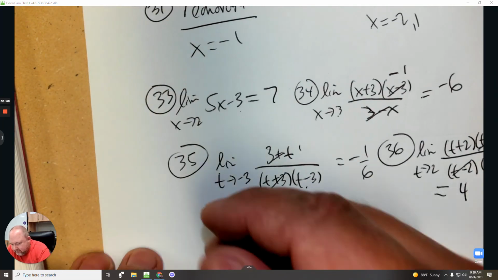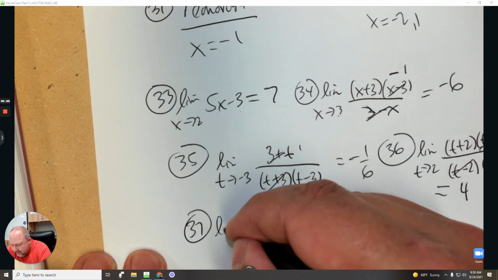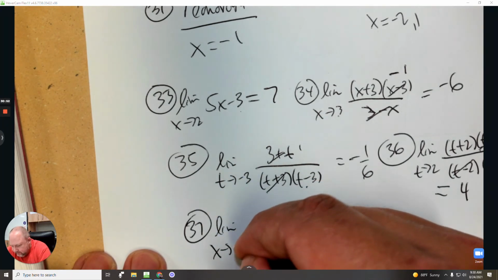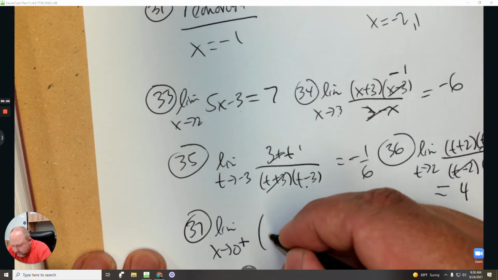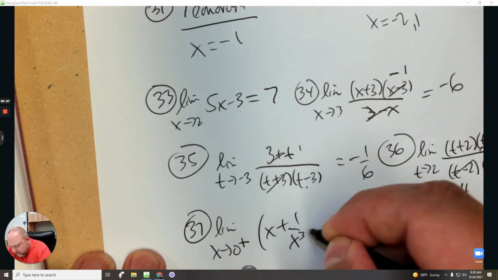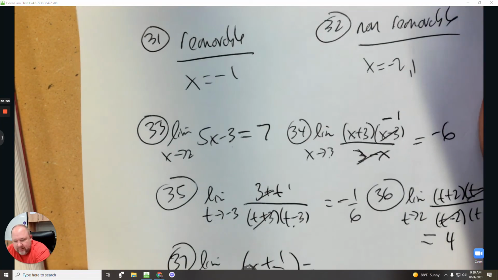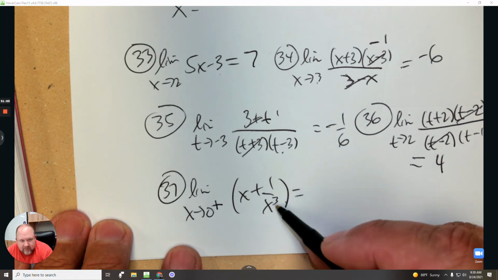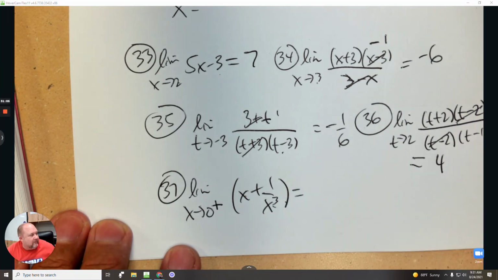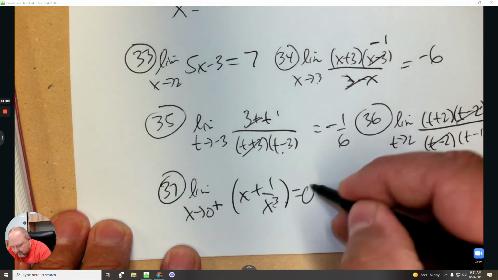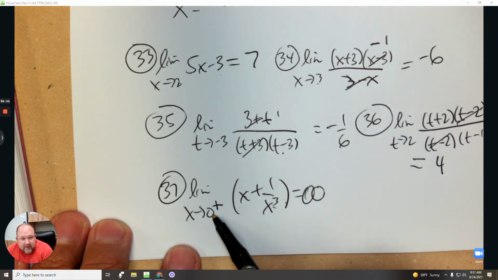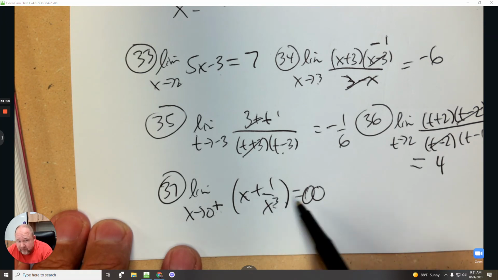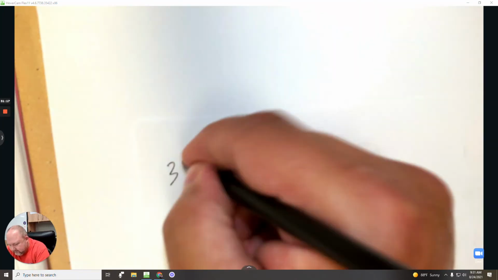For 37, it's a one-sided limit from the right. So 0 gives you an asymptote. If I plug in a positive number there, you can see that it's going to infinity on the right and going to negative infinity on the left, so it's infinity. If you plugged in a number bigger than 0 and it was a negative answer, then it would have gone to negative infinity. We go 4 left, 38.